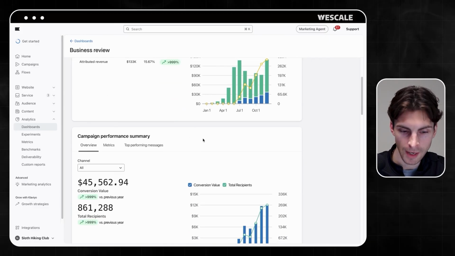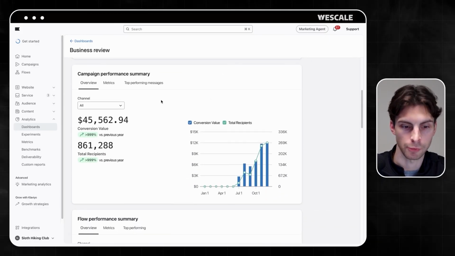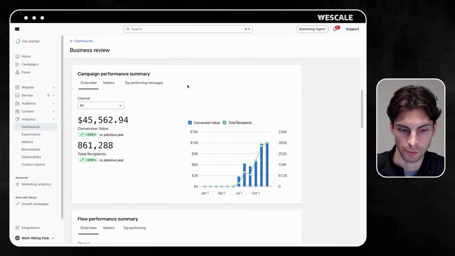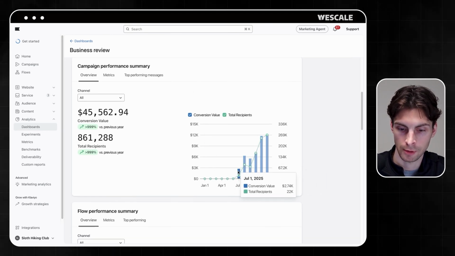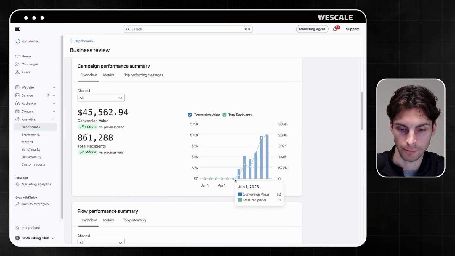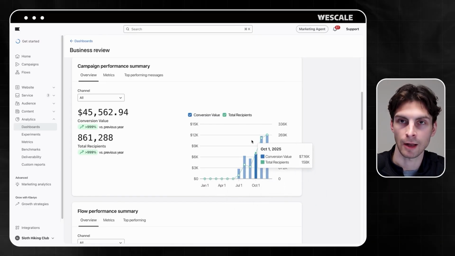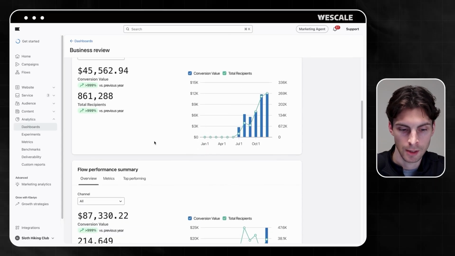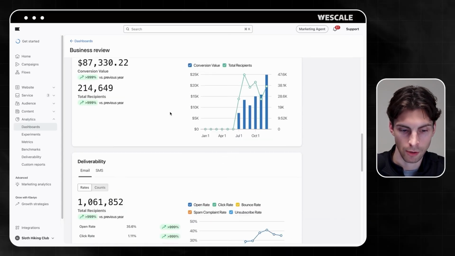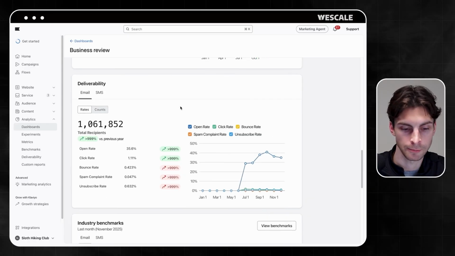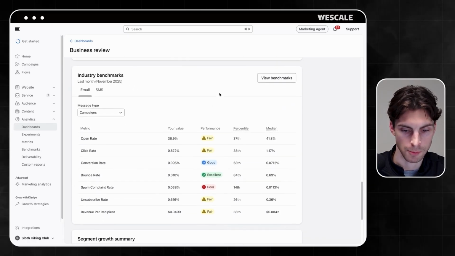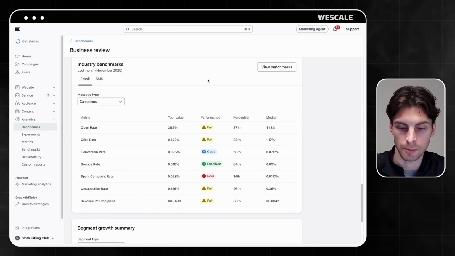It's super important. And then in here, we can also see all of the breakdowns by campaign performance summary. We can just see this incremental growth that happened. Again, I didn't set it up for all these months prior, but then finally found the time to set it up. And then you can see the flow performance as well, deliverability, which is super important. We want our deliverability to be high, along with some industry benchmarks as well. Not all of these are going to be excellent. Fair is okay.